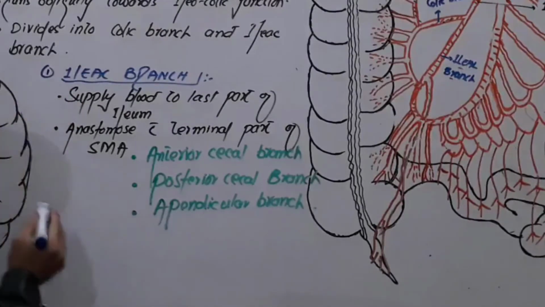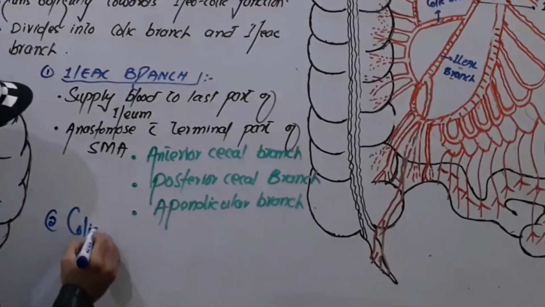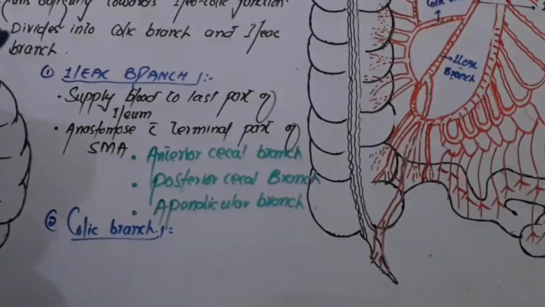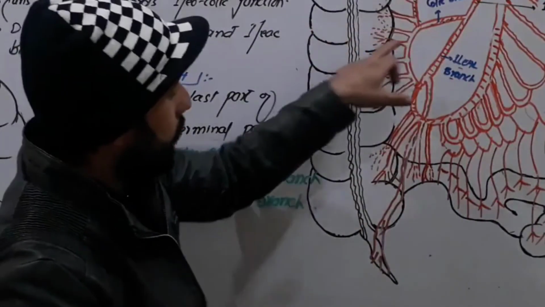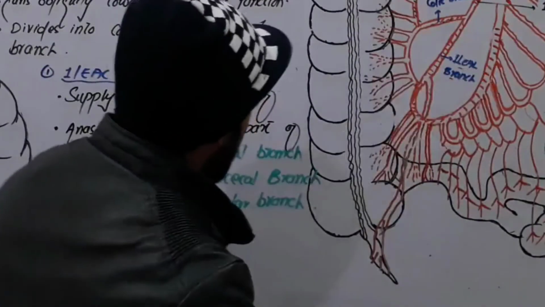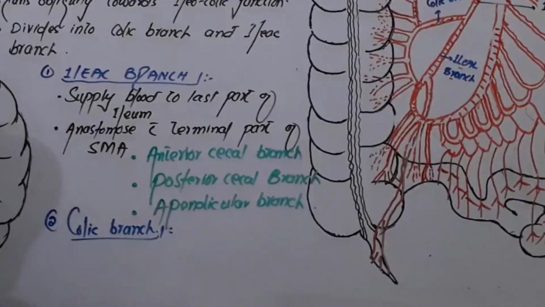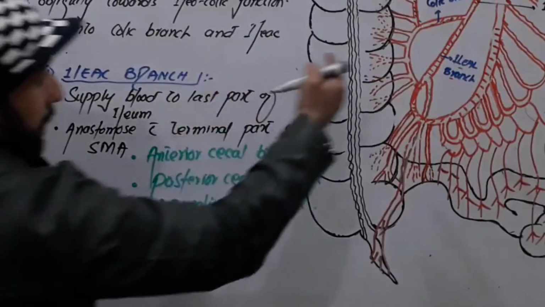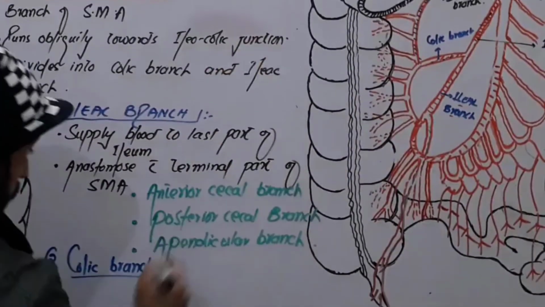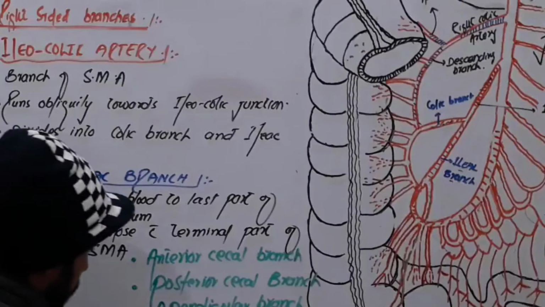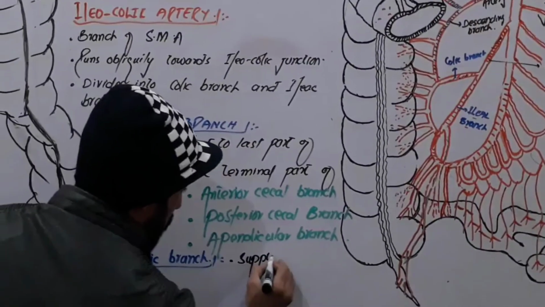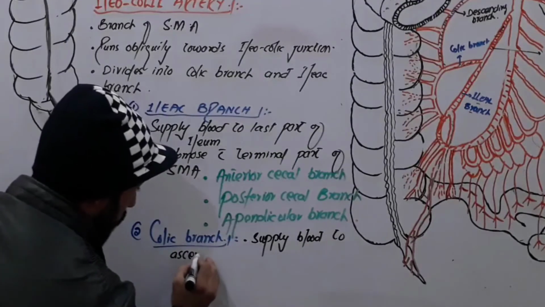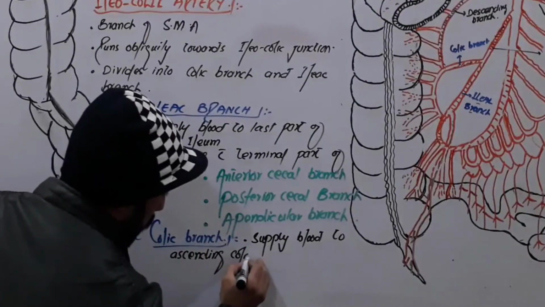Now the colic branch, what does the colic branch do? So this colic branch is the terminal branch, the right sided branch of the ileocolic artery, and this artery is responsible to supply blood to the lower part or the middle part of the ascending colon, right? Let's write it here. Supply blood to ascending colon. Okay, we know it.